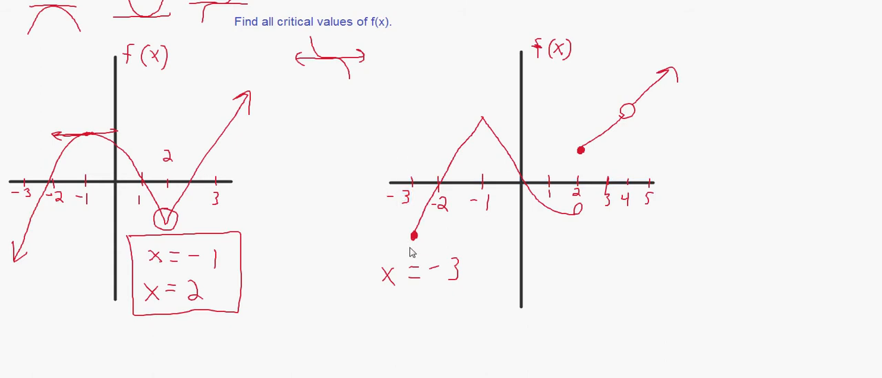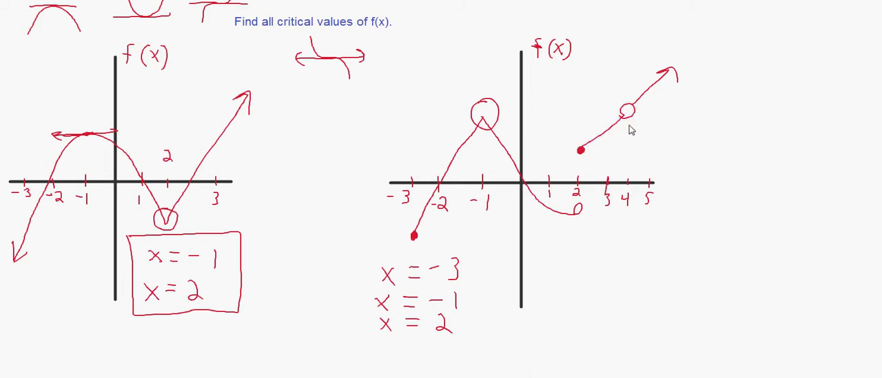Also at -1, there's a corner. So that is a critical number for this graph. At 2, the function is discontinuous. So the derivative is undefined there. So at x equals 2. And at 4, it looks like it is discontinuous. That is true. So it looks like 4 should be a critical number because the derivative is undefined.